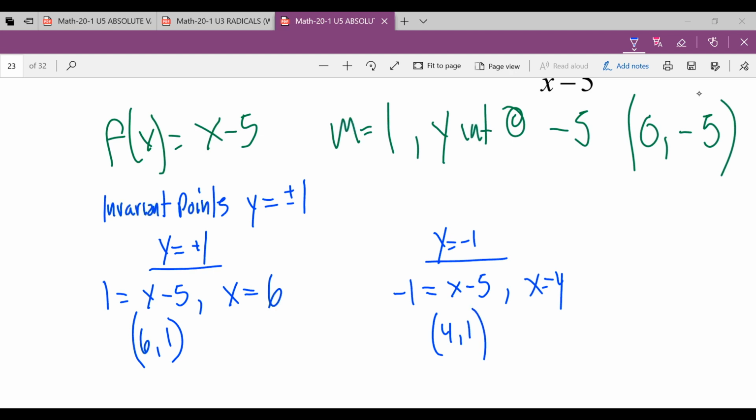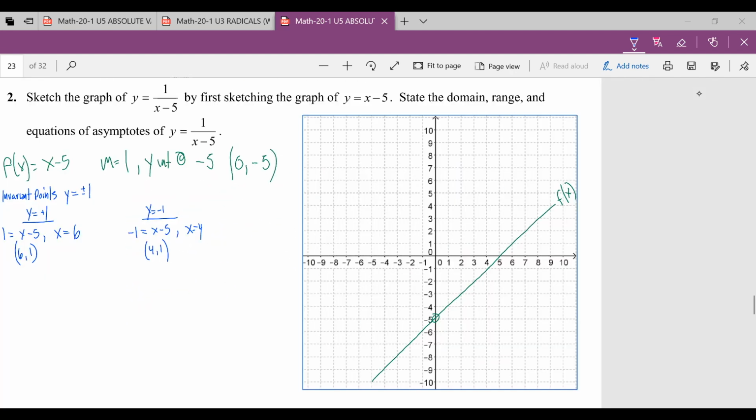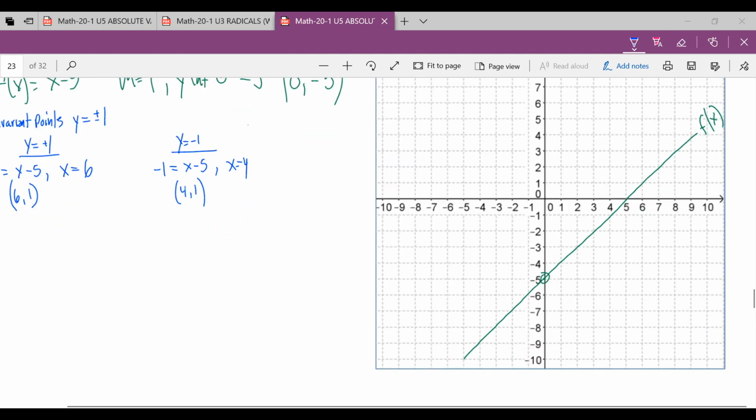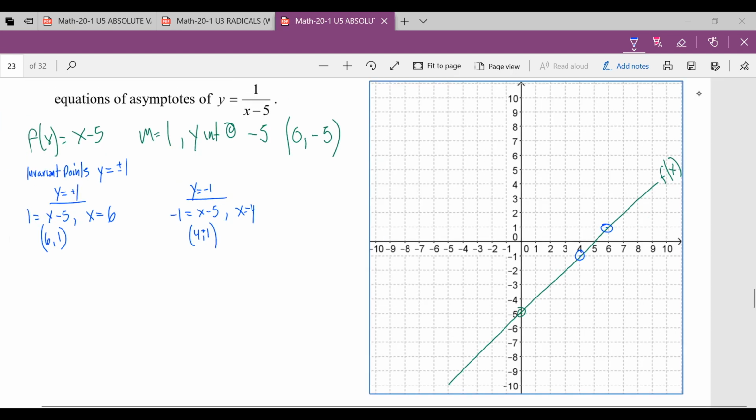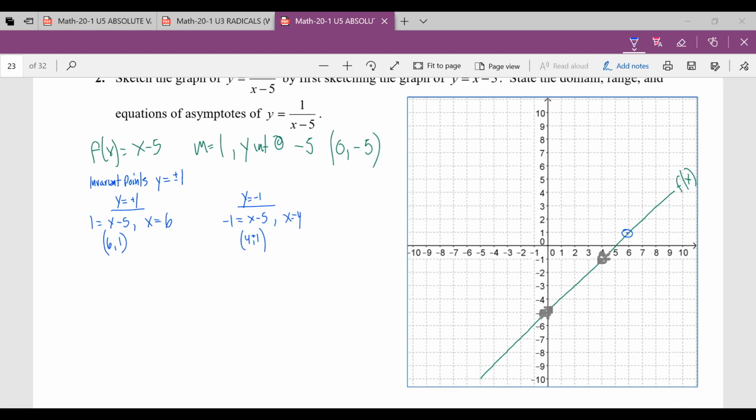Right? So let's put those 2 points in here. Let's see where they are. So (6, 1) is going to be right there. And, oh, made a little mistake here. This should be negative 1, of course, because it's negative 1 up there. (4, negative 1) will put us right there. And a good thing that they both occur nicely on the graph. Okay, so we've got f of x, and we have the two invariant points plotted.